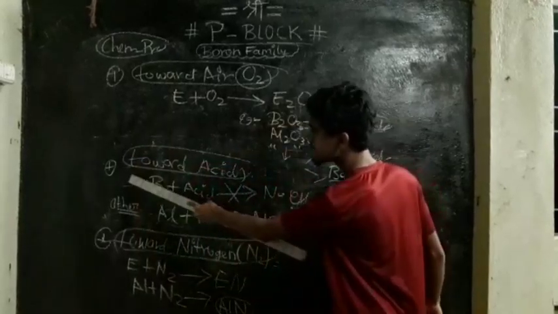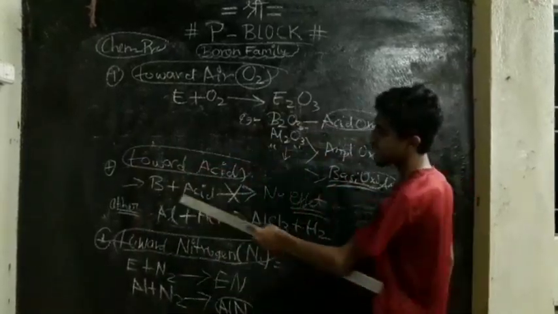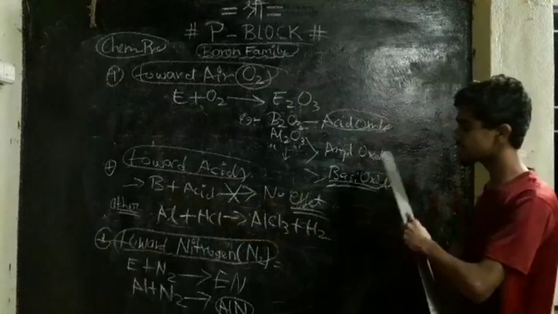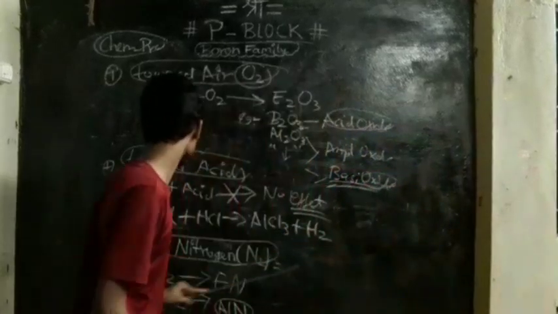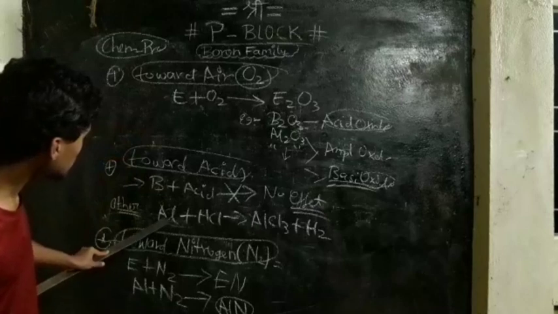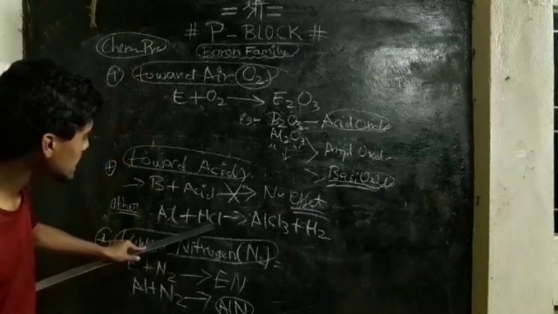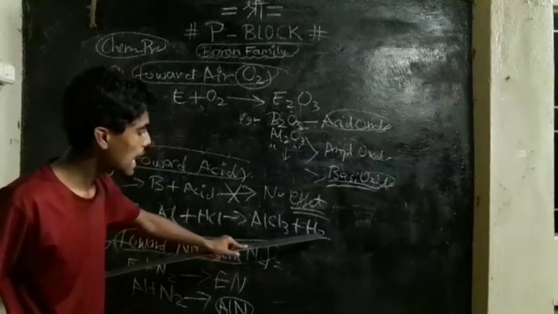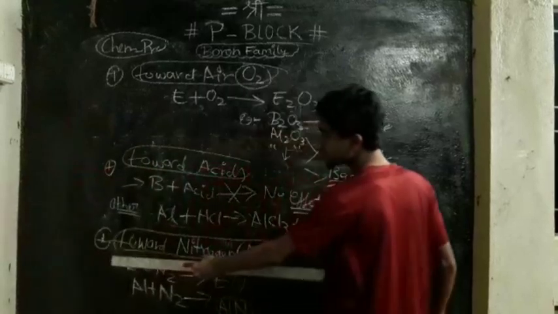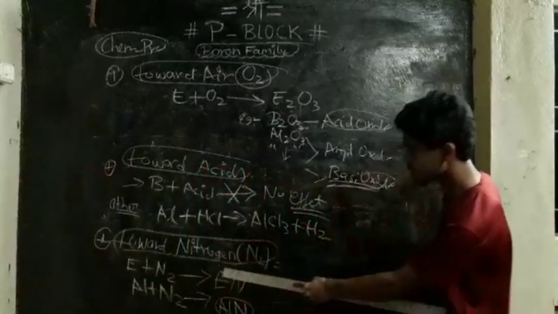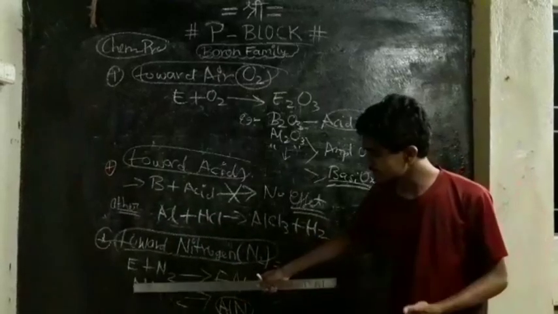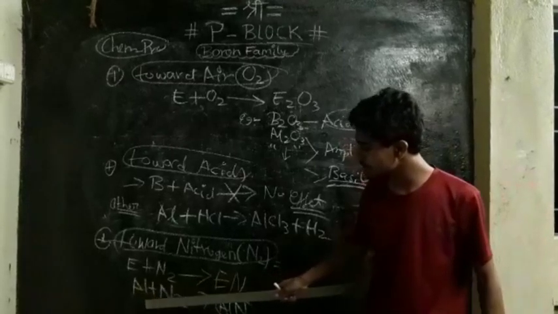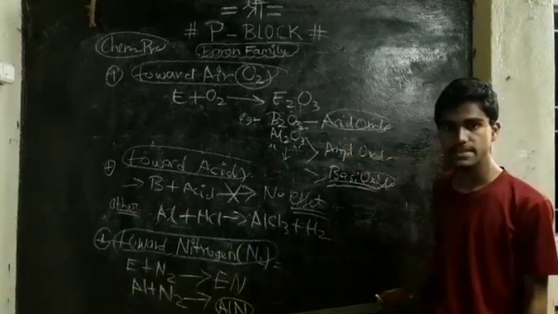Second, we have reactivity towards acids. Boron plus any acid shows no reaction, meaning no product forms. For others like aluminium, for example, aluminium plus HCl gives AlCl3 and hydrogen gas is released. Third, we have reactivity towards nitrogen. Any group 13 element plus nitrogen forms EN. For example, aluminium plus nitrogen gas gives AlN.